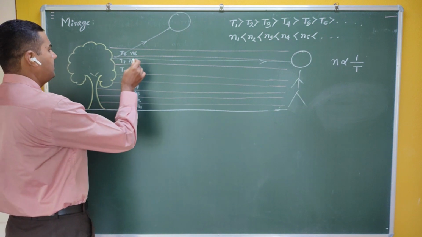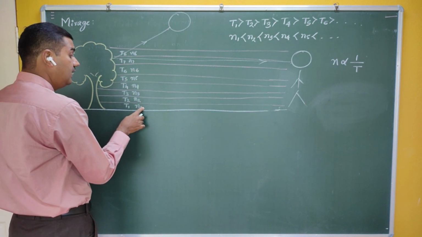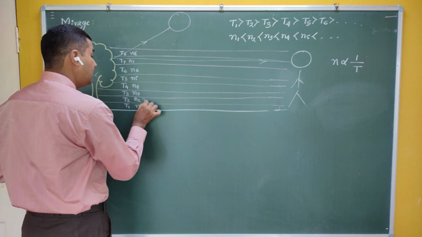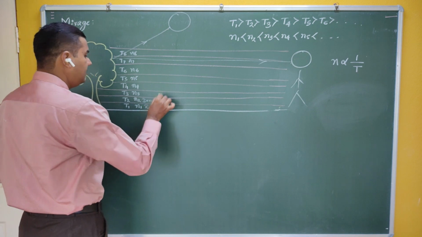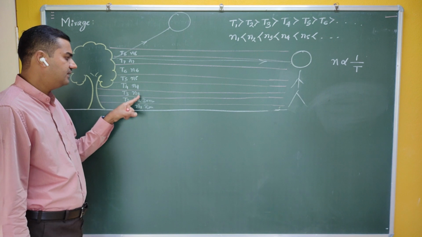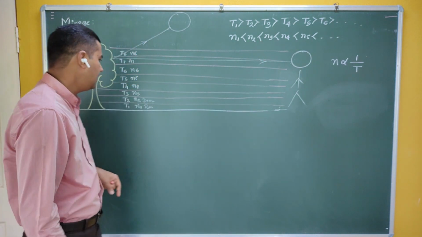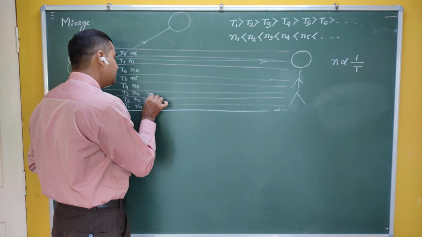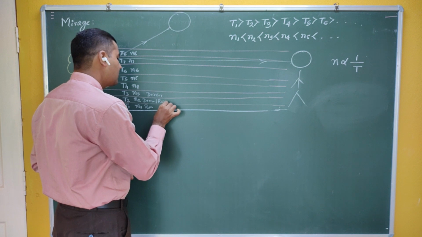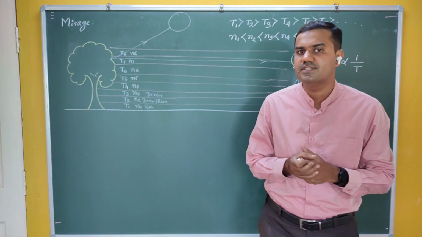Therefore, now see here, N1 is less than N2. That means N1 is rarer compared to the second medium. So the second medium is denser, the first one is rarer. If I compare 3 and 2, which one is greater? N3 is greater than N2. That means N3 becomes denser and N2 becomes rarer.